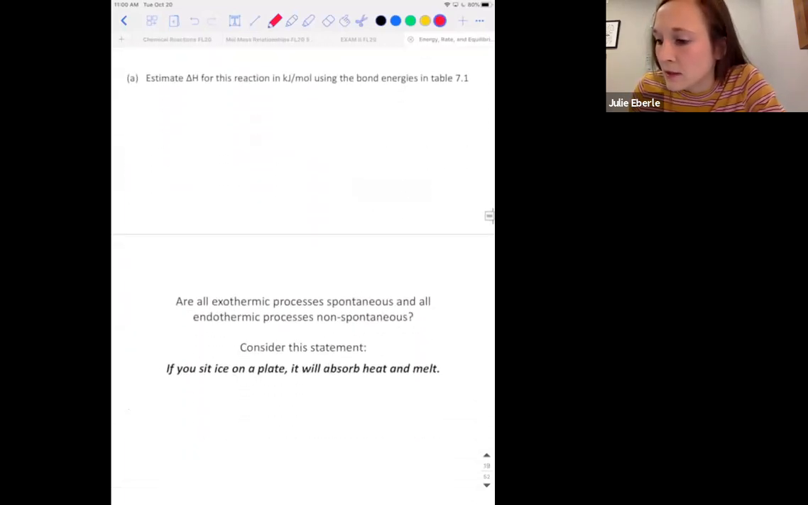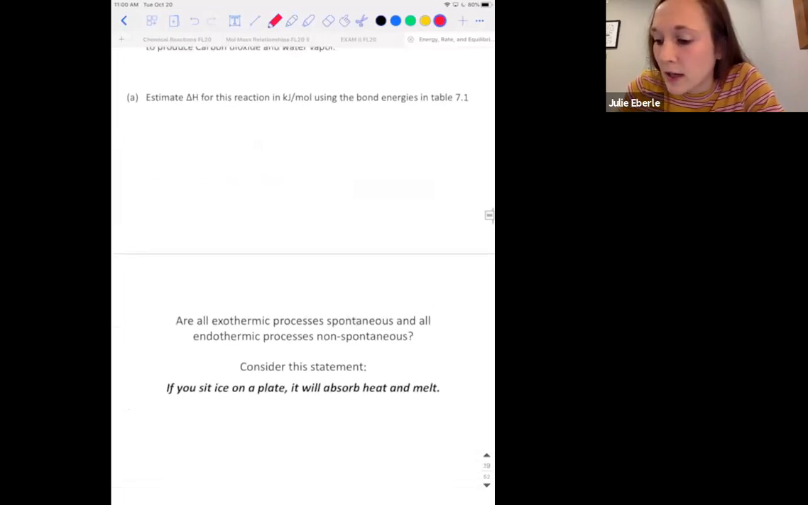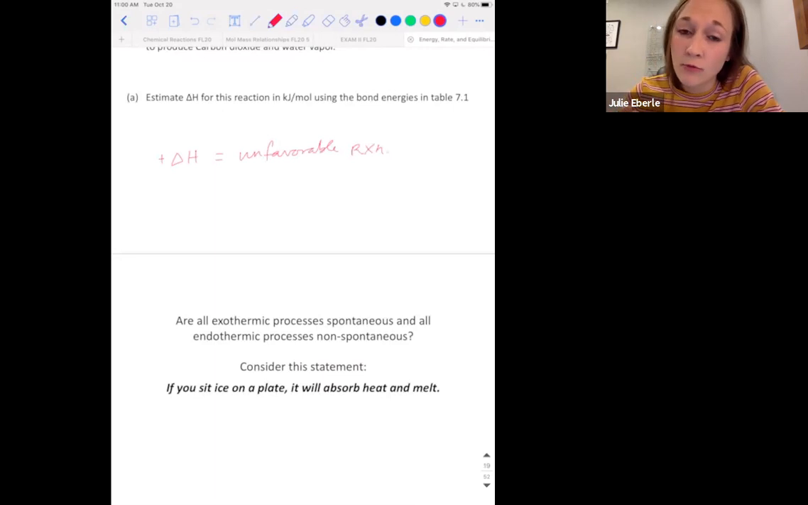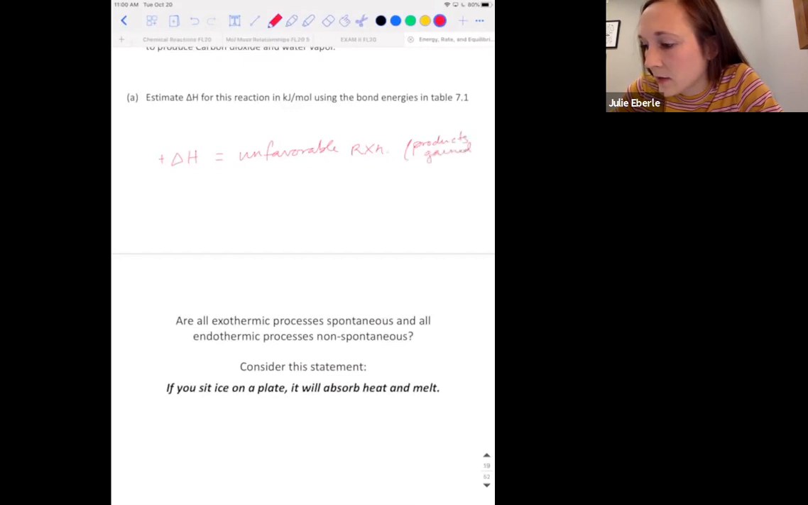Okay, so to summarize enthalpy really quick before we move on, if delta H is positive, it tends to be an unfavorable reaction. Okay, might not happen. We're not going to say it won't. We just say it might not. It tends to be unfavorable, but that doesn't mean it won't happen. And then your products have gained energy. Okay, they're less stable.